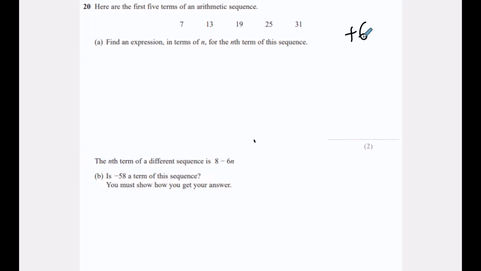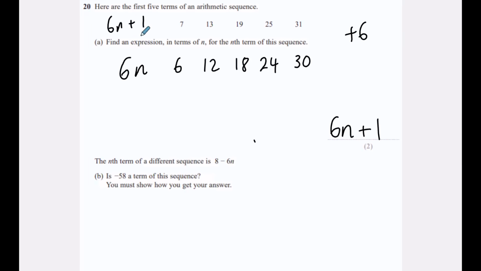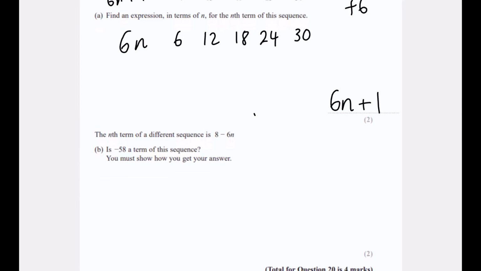So it's a bit like the 6 times table. The 6 times table we call 6n. That'd be 6, 12, 18, 24, and 30. That's the 6 times table. That's 6n. Our sequence we've got here is always 1 more than the 6 times table. This sequence is 1 more than the 6 times table. 6 times table plus 1. 6n plus 1.